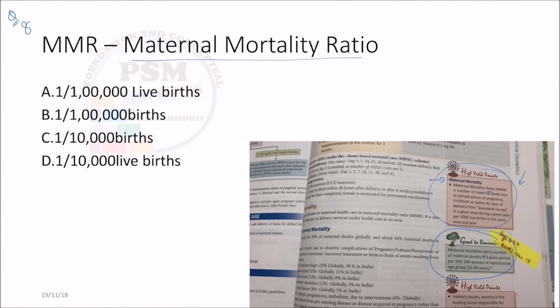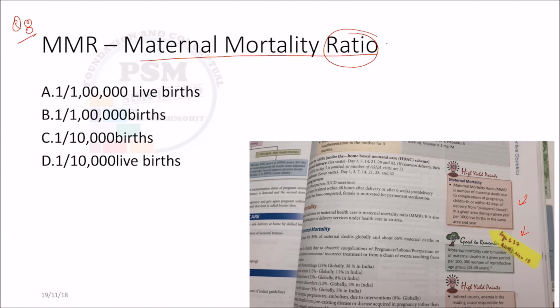I'm in fact very happy and proud that the same question was there in the exam as well. What is maternal mortality ratio? Again, we had given it in the book also. Maternal mortality rate is different and maternal mortality ratio is different. What is maternal mortality ratio?